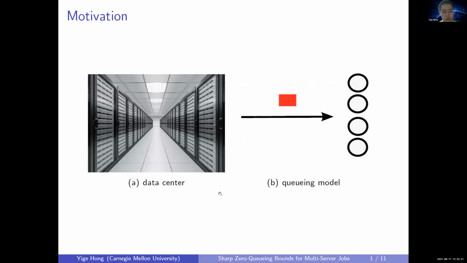What I study is a queuing model that is motivated by a data center. A data center's operation involves serving a stream of job arrivals, and this process can be modeled as a queuing system, which consists of servers and jobs that arrive from time to time. By analyzing the queuing model, we can give predictions of the waiting time and find better policies.